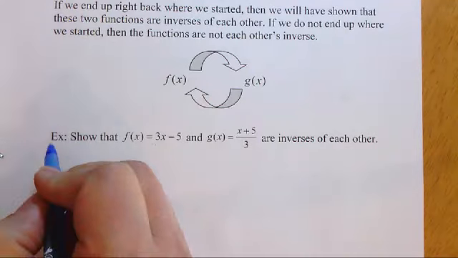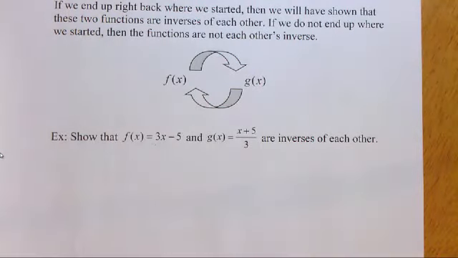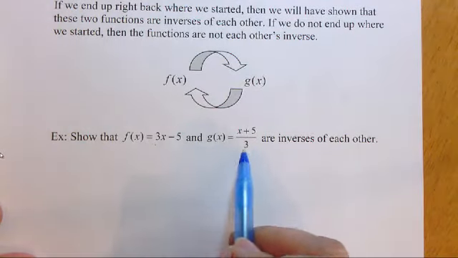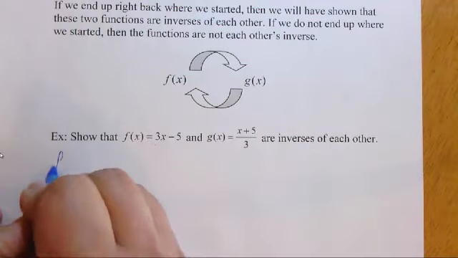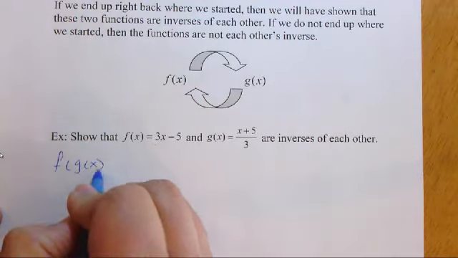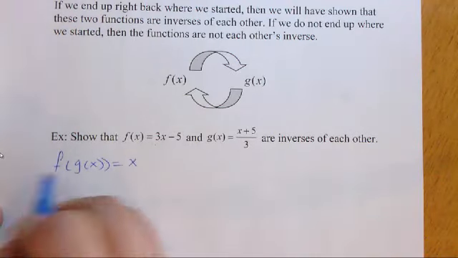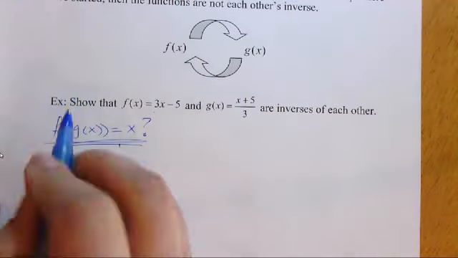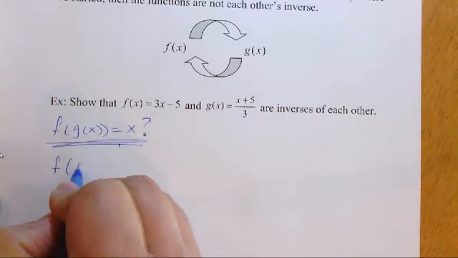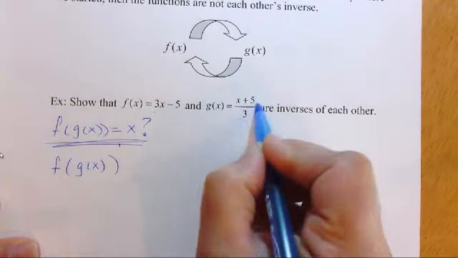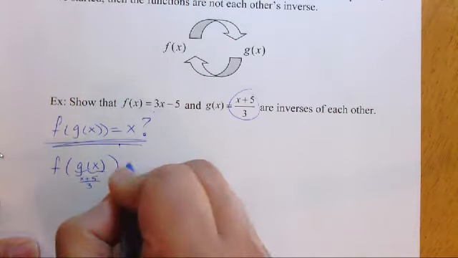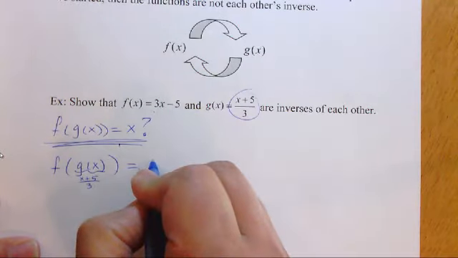For this, we're going to show that f of x equals 3x minus 5 and g of x equals x plus 5 all over 3 are inverses of each other. So what we're hoping to see is this: at the end, we are going to get x, hopefully. Okay? Let's actually do that now. So g of x, what is g of x? In this case, g of x is x plus 5 over 3. So in my next step, I'm going to substitute that in, and let's see what I end up with.